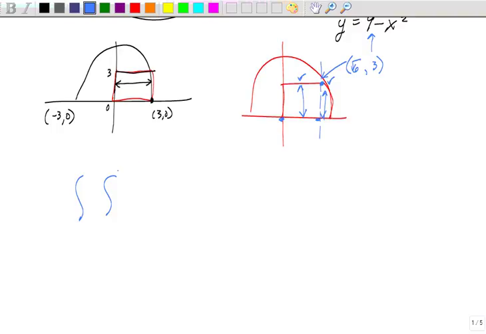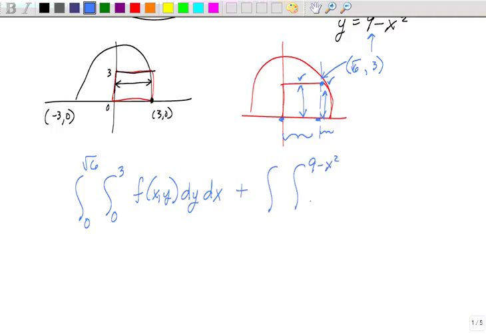First off, the top is 3, the bottom is 0. And then the x values are going to go from 0 to the square root of 6. Okay, that's this part. Then I have to go from here to here. So the top is the parabola, 9 minus x squared, to the bottom is 0. And then I'm going to go from the square root of 6 to this point right here, which is 3, to finish it off. dy dx.